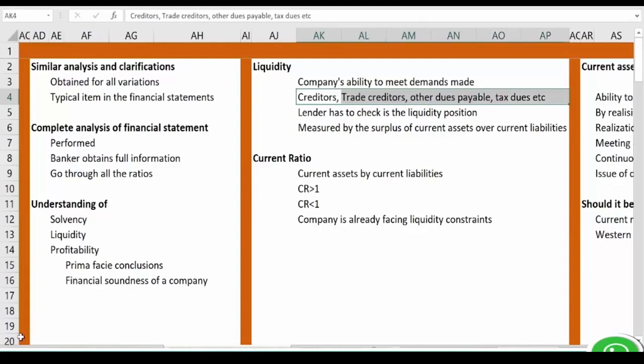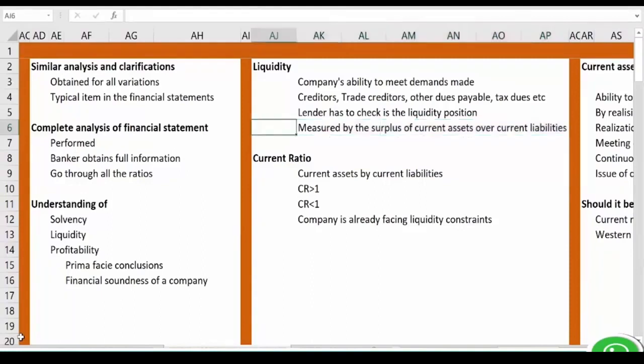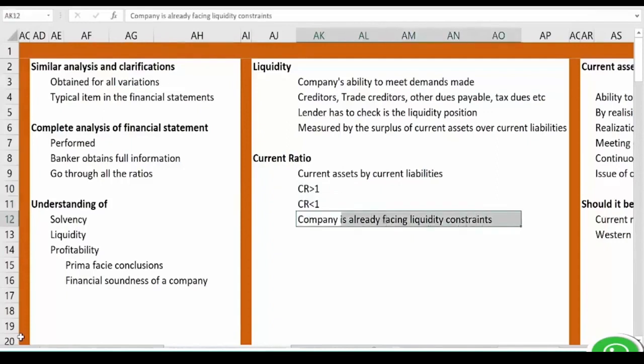Okay, so a bank or a lender, before giving a loan to a customer, has to check the liquidity position of the borrower. And how can they be convinced that this customer has enough liquidity? This is measured by the surplus of current assets over current liability. If current assets are greater than current liability, then we can say there is liquidity, and that can be measured through a ratio called the current ratio. This ratio is calculated as current assets divided by current liability. If the current ratio is greater than 1, then we can say there is liquidity. If the current ratio is below 1, there is absolute liquidity strain. The company is already facing liquidity constraints.